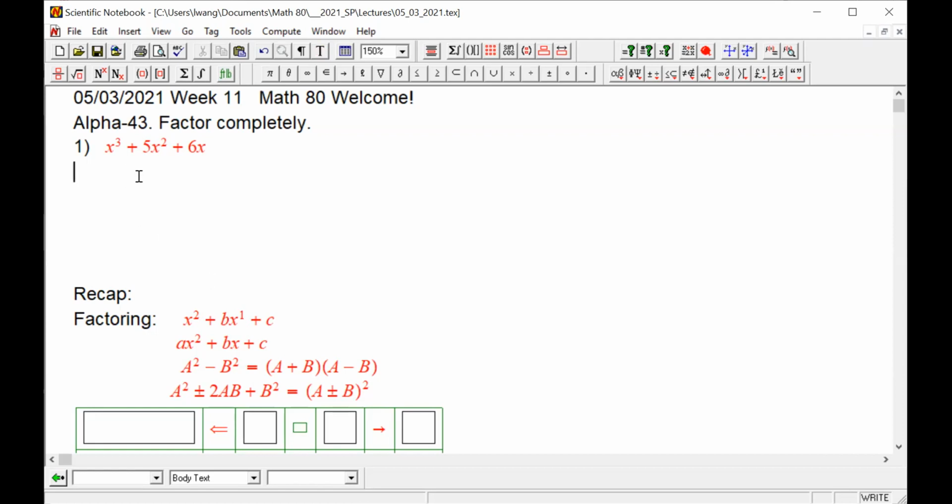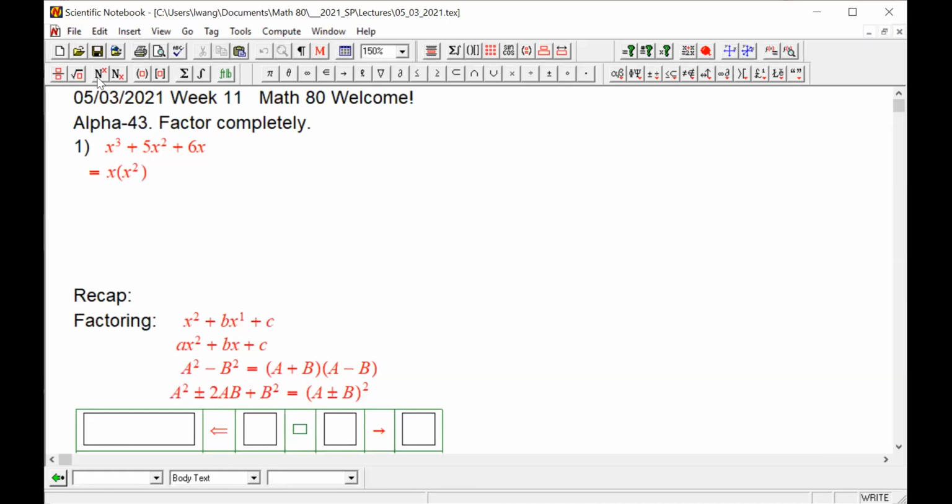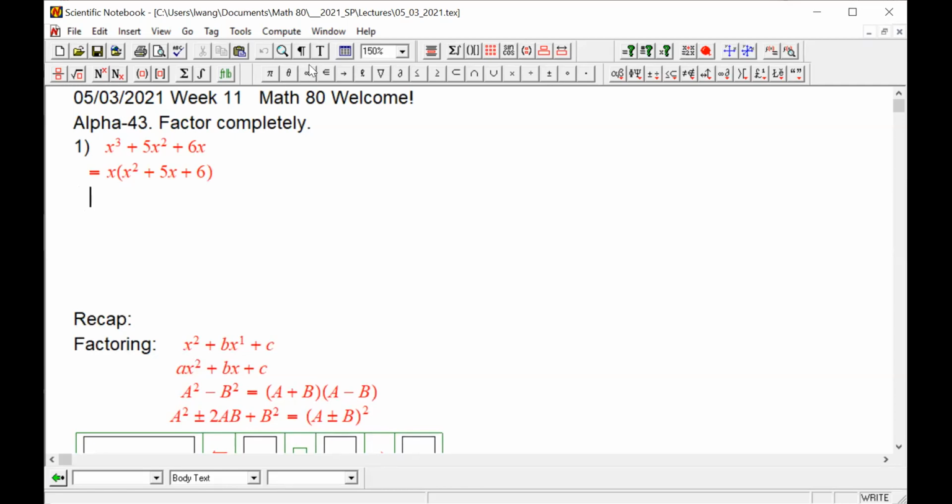In this case, one of the most straightforward ways of thinking is that every term in these three terms has an x. So we can factor out the x first. As a result, we get x times x squared plus 5x plus 6. We know how to factor the three terms in the parentheses, and this is pretty familiar to us. It's just x times x plus 3 times x plus 2.